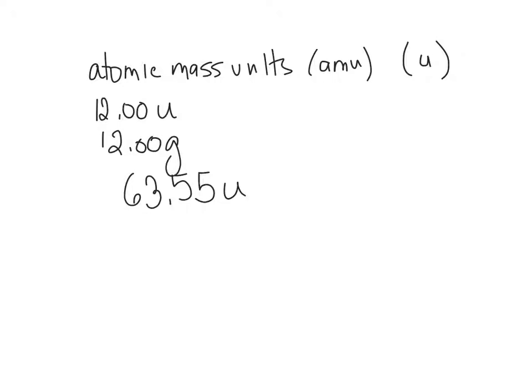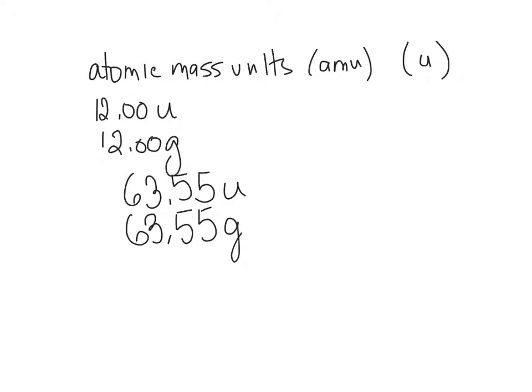A mole of atoms, 6.02 times 10 to the 23rd, 63.55 grams. So the number for the mass on the periodic table, if the unit is U, it's talking about an atom, and if it's talking about moles, it's grams or grams per mole. Okay? So 1 versus 6 times 10 to the 23. It's a big difference, right? It's a big difference in the number of atoms.